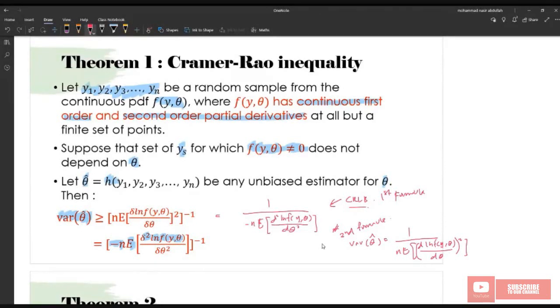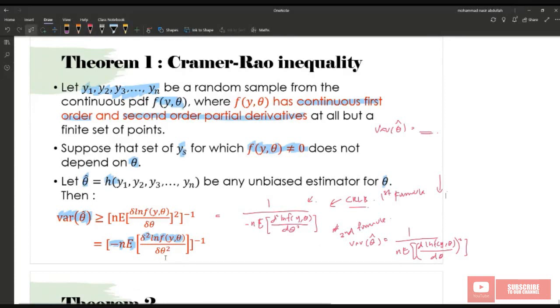If the variance of theta hat is equal to this, then we can say that theta hat is an efficient estimator for the parameter theta. We need to know the variance of theta hat, the variance of that estimator. If the variance is equal to this value, then it is a minimum variance unbiased estimator. Are you clear with this one?